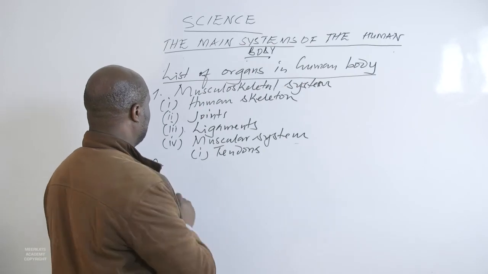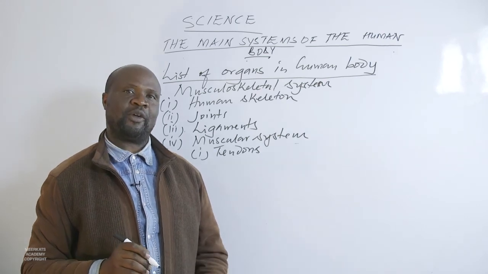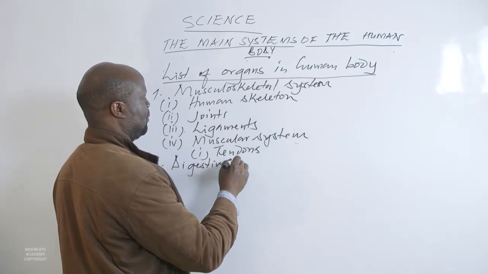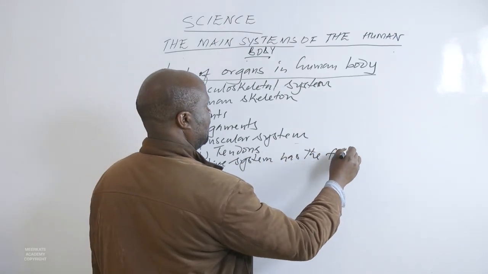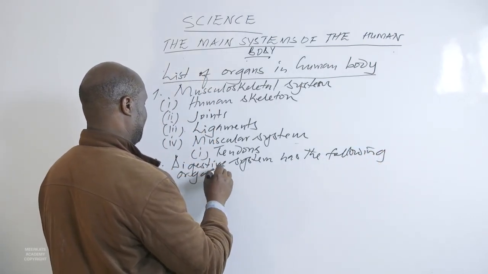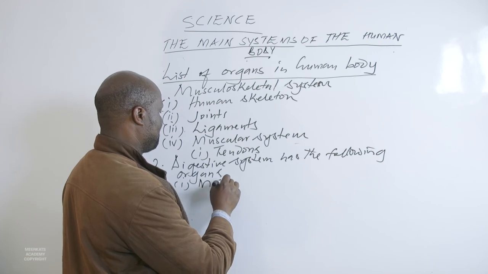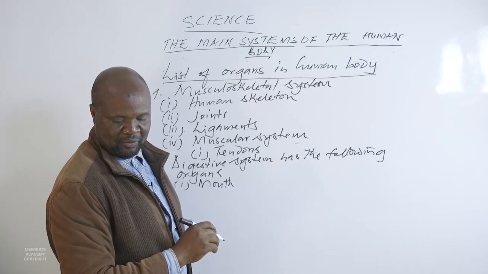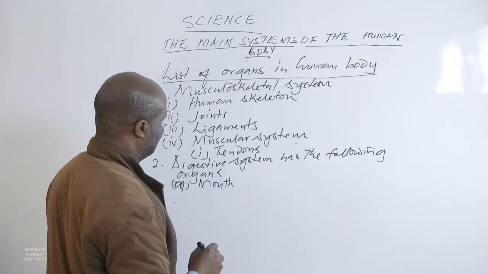Then we can go to our second. The digestive system has the following organs. One, the mouth. The mouth is very important. The first one, I can say, is the mouth.